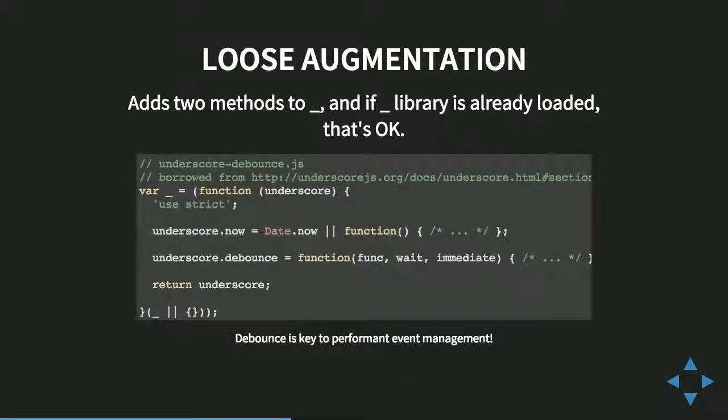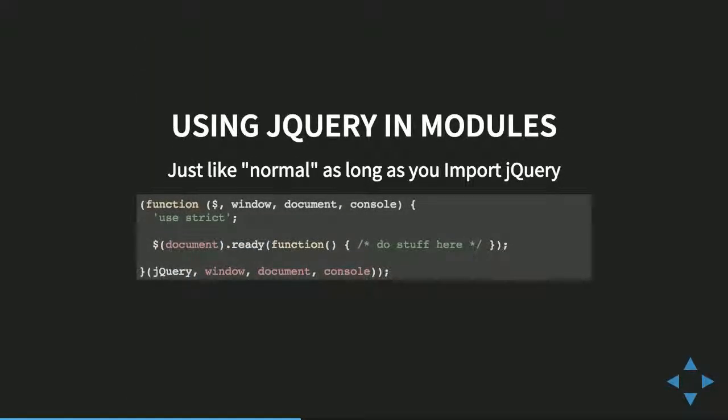Loose augmentation, here I'm passing in underscore and I'm augmenting it. I'm just borrowing this from underscore. So here I'm passing in underscore or an empty object at the bottom. At the top, I have var underscore, because that's how most people are going to refer to it. And here's my function. Internally, I'm calling it underscore, and I'm adding these two methods. So after this, any other module that requires underscore will have access to the debounce, which is a great method, by the way.